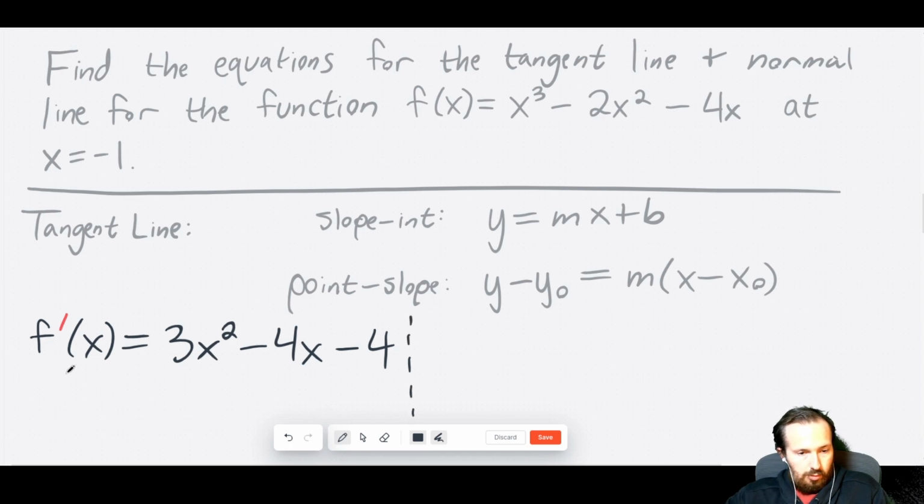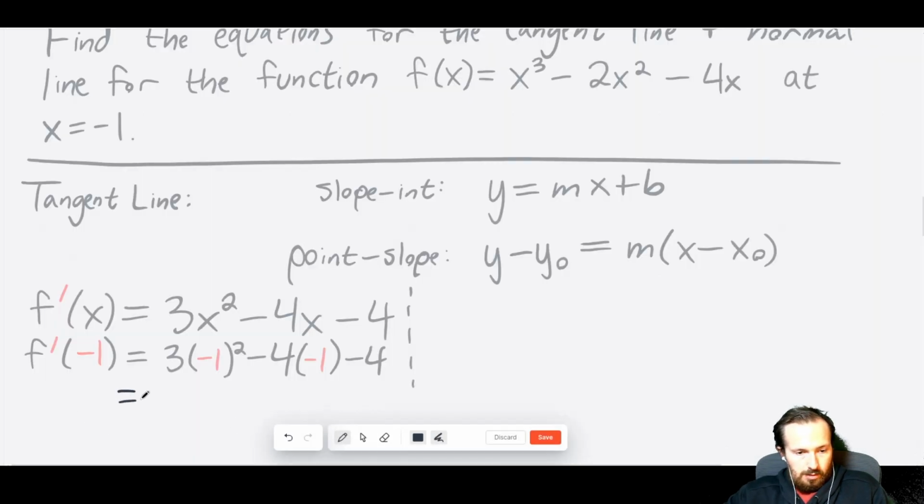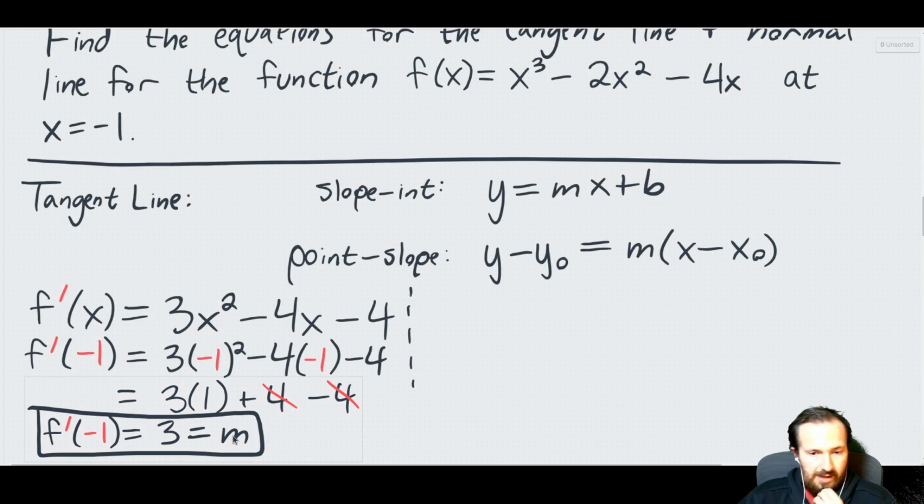So I'll leave some room later, but basically if I just plug in -1 here, think about what I get. I get 3 times (-1) squared minus 4 times (-1) minus 4. What is this? If I get 3 times 1, plus 4, so minus 4 times -1 will end up being plus 4, minus 4, those cancel. So long story short, the slope of the tangent line is equal to 3. And that's the value of the derivative of this at -1, and that is the slope.